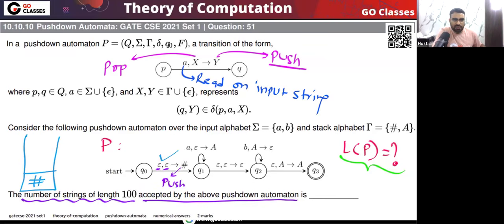After that, notice, for every a, we are pushing a on the stack, remember, without reading the stack. Please understand what this a, epsilon, a means. What this transition means, you already know.